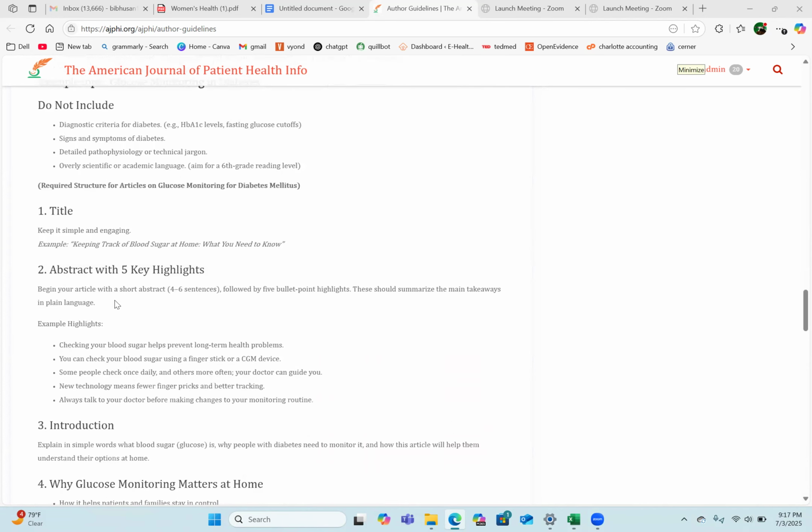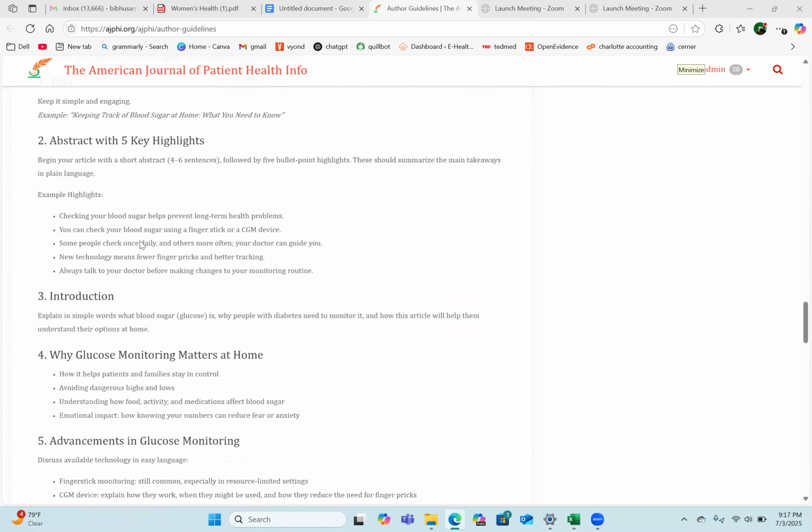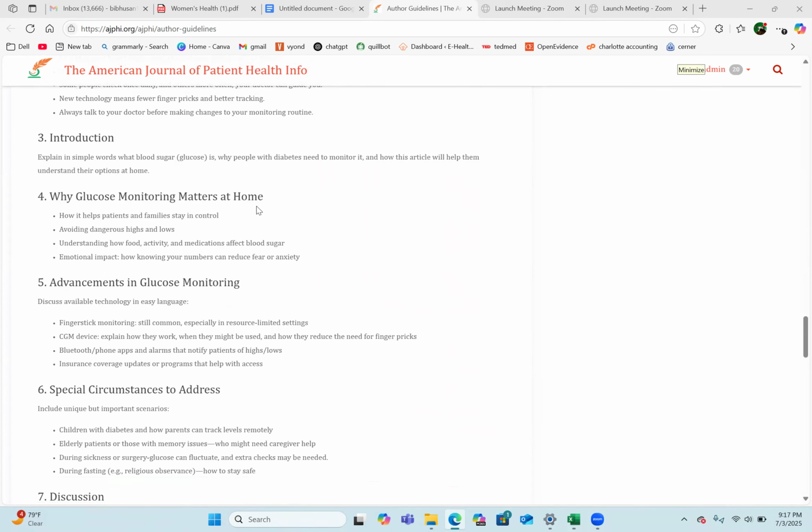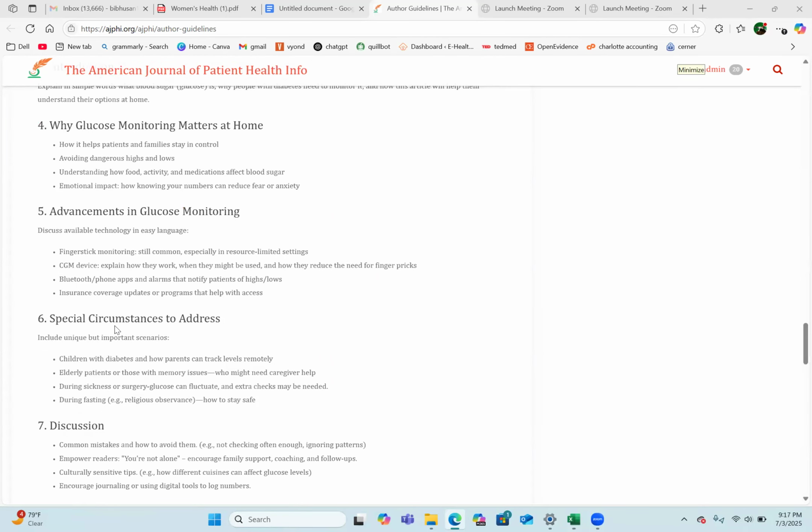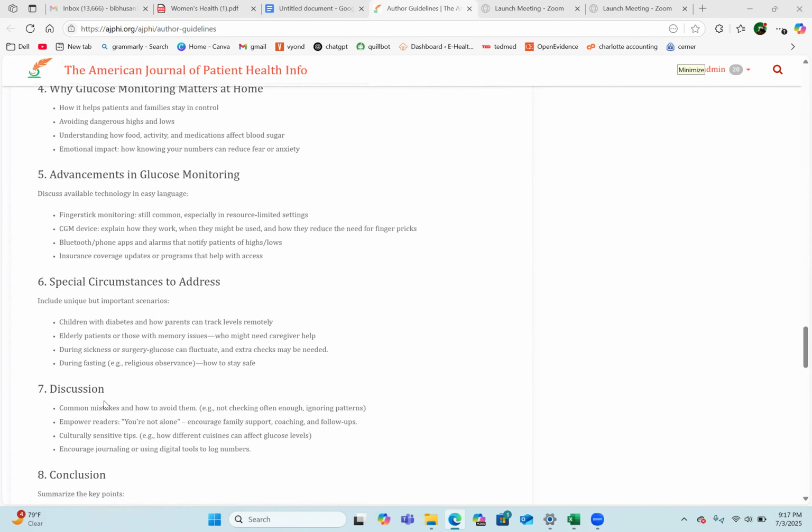So basically: title, abstract, introduction, why glucose monitoring matters at home, advancement in glucose monitoring, special circumstances to address, like children with diabetes, elderly with memory issues, during sickness, what to do during fasting, how to stay safe, some discussions, common mistakes and how to avoid them.